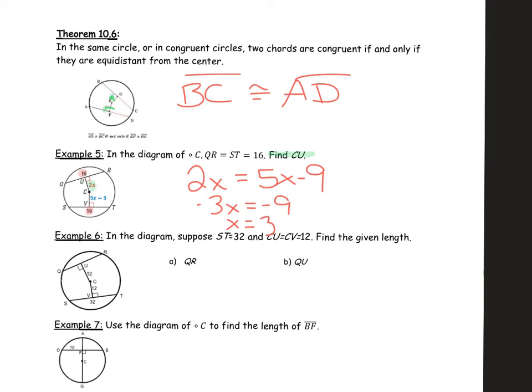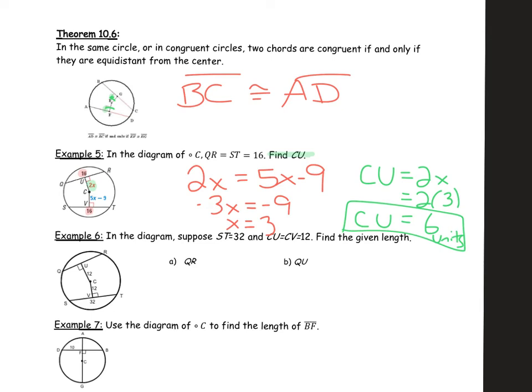So I'm going to take my x value and plug that in. CU was 2x, but I found that x was 3. So that tells me that CU is 6 units.